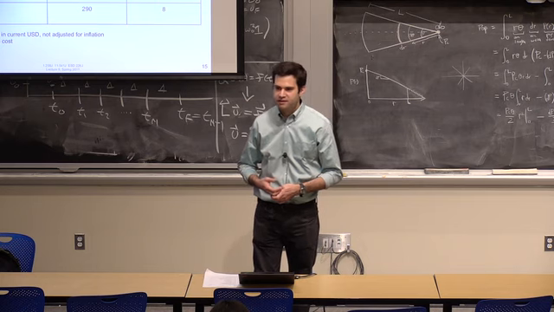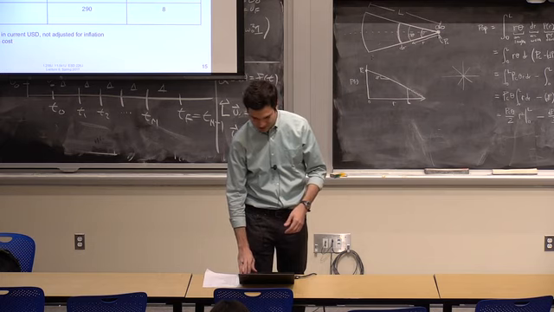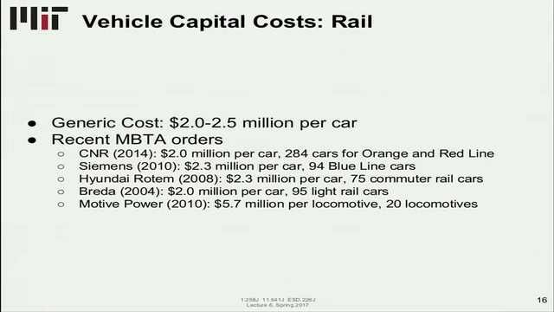Any other questions? So these are examples to give you an idea of what it costs, or what it has cost. Okay, generic costs for rail. So it costs from about 2 to 2.5 million per car for a heavy rail train. So if you calculate what capacity you need and you think you need a fleet of 200 vehicles, you can take these numbers and multiply by 2.5 million. You have some idea of how much it costs to purchase your fleet.